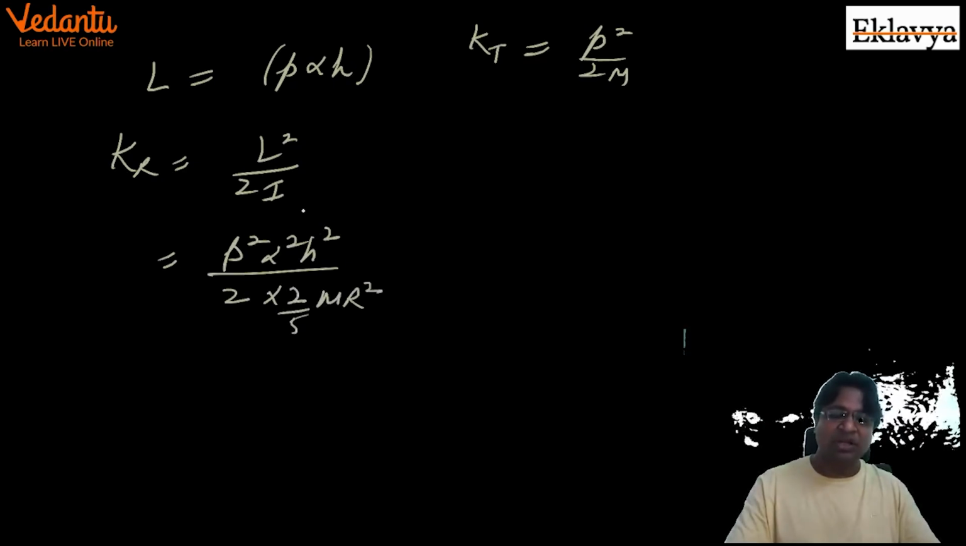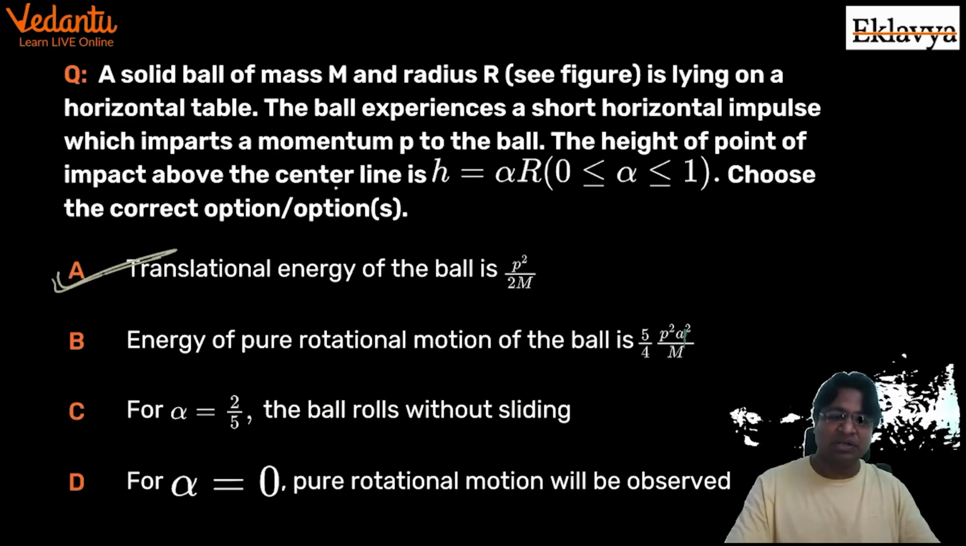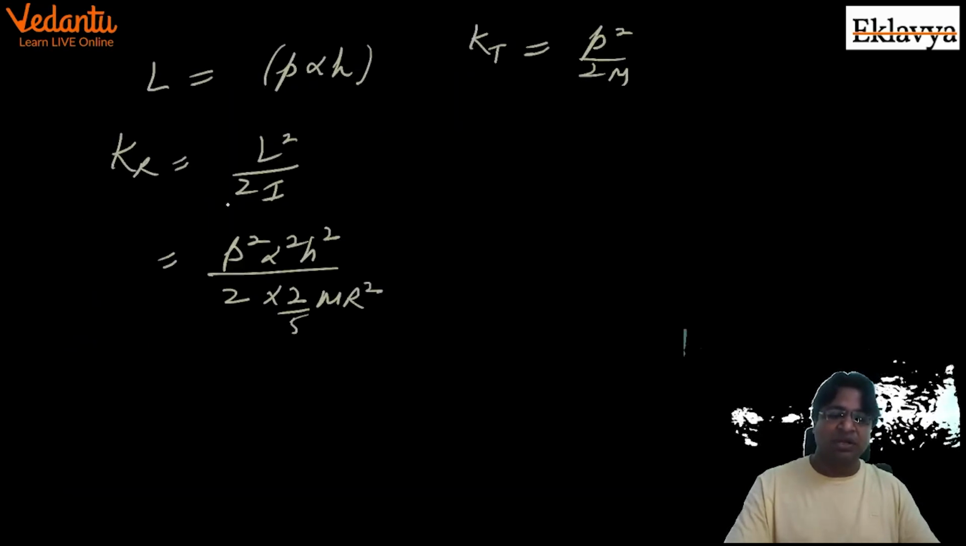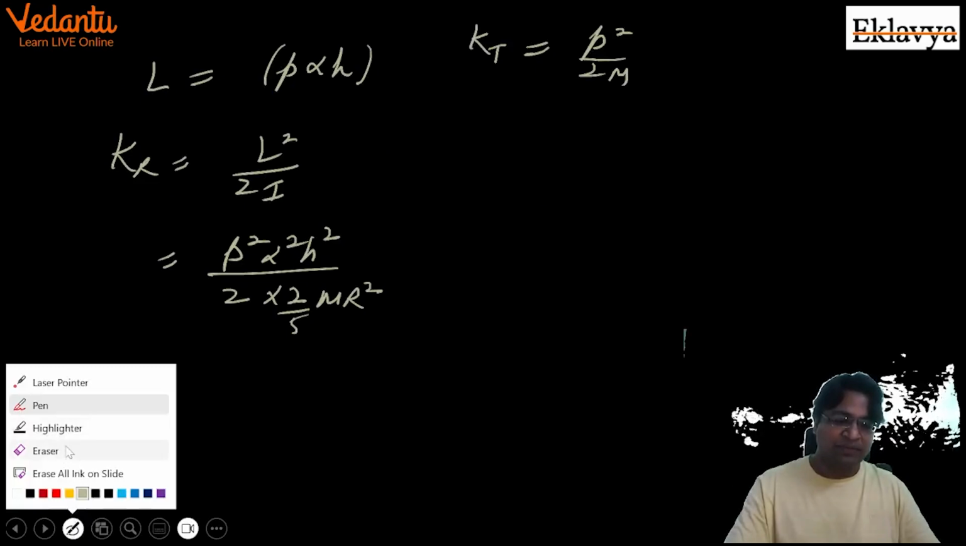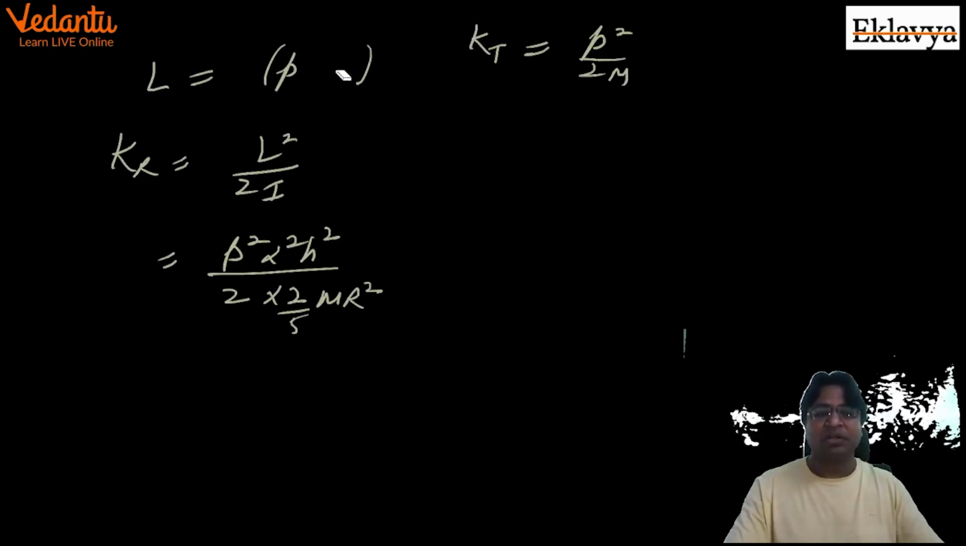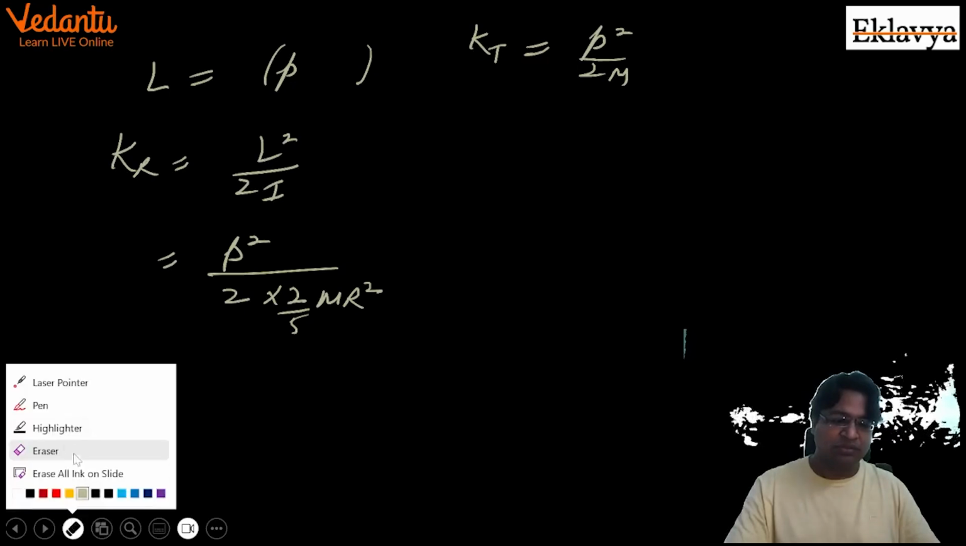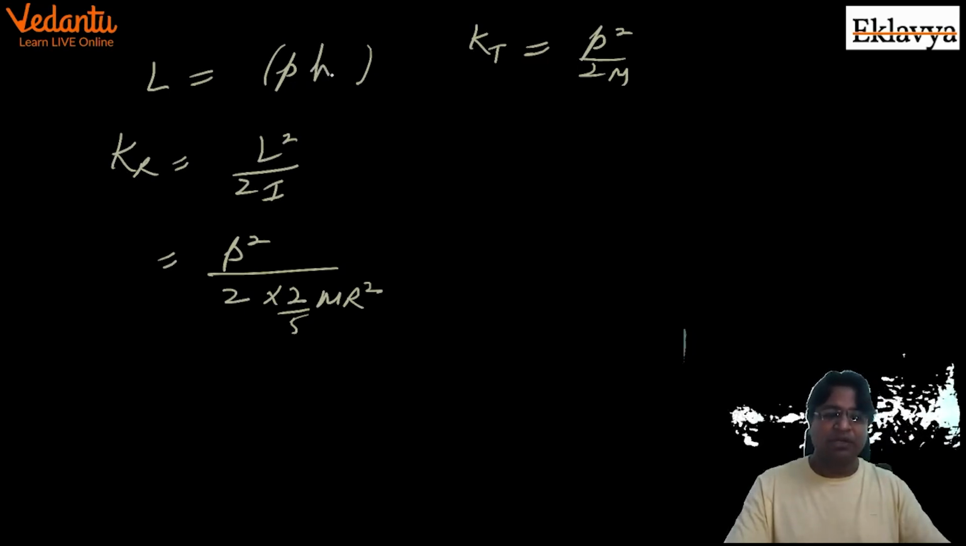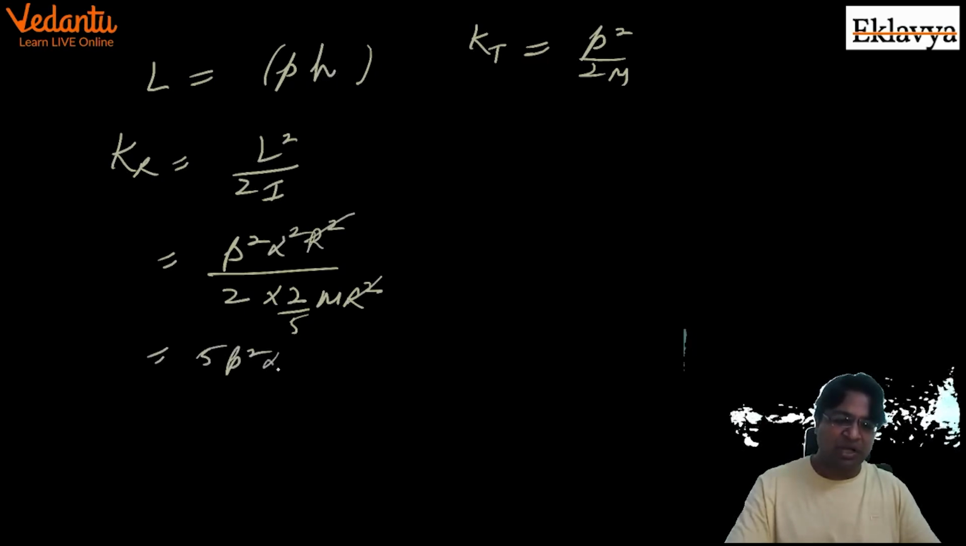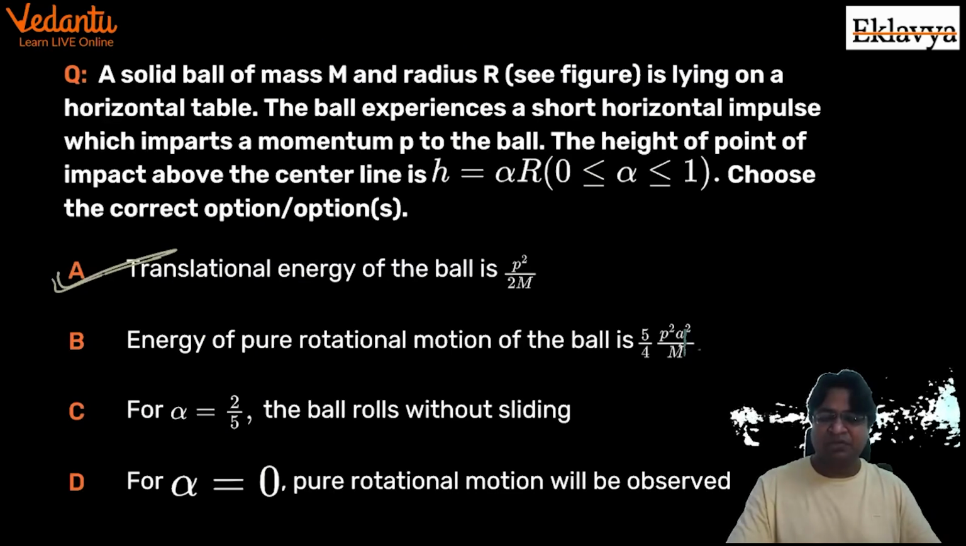Okay, actually I think this alpha H is not correct. H is equal to alpha R. So slight mistake here, I used alpha and H both. So it should be like this. You have to write P into H, which will become alpha into R. So it would be alpha square R square. So R square gets cancelled. We get 5 P square alpha square by 4m.